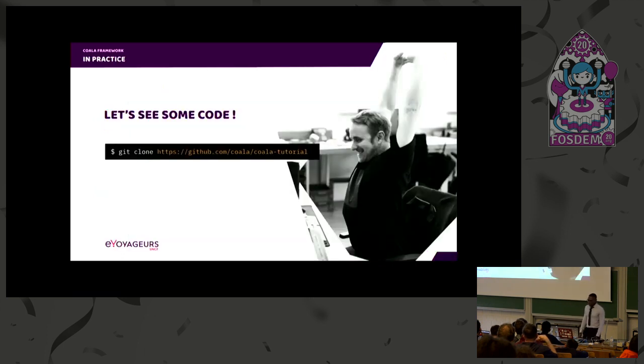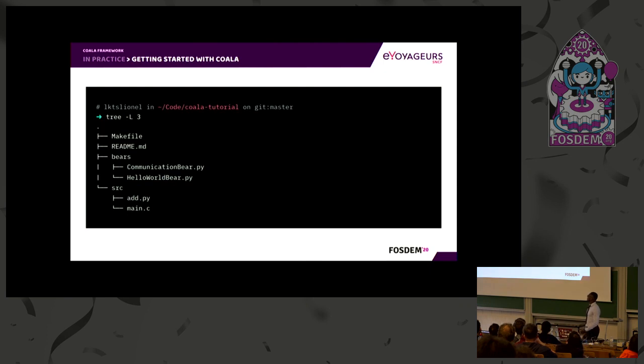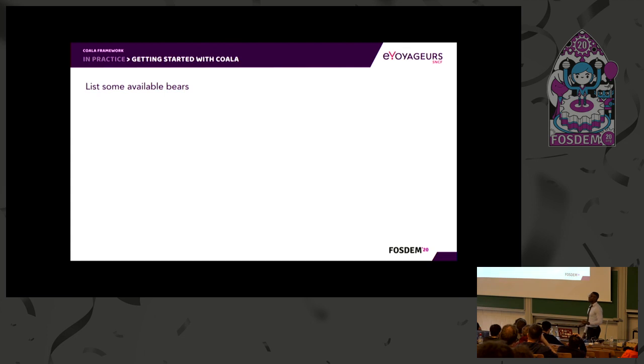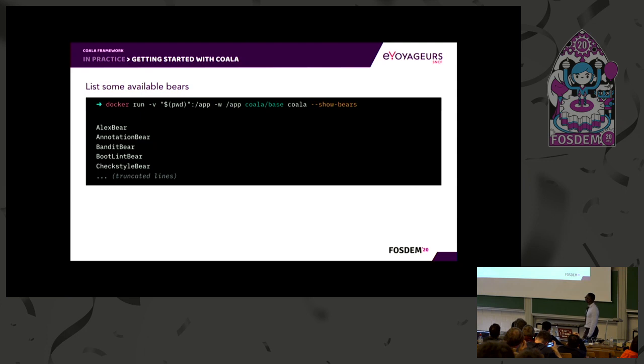Let's see how to use Coala. Let's see some code. First, you clone the project, and as you see, you have a bears directory and the src directory. In this project, we have mainly two languages. We have C and Python. And the way you approach the use of Coala is by saying, okay, I have a project with two languages. Let's list the available bears, the available rules that I could use to analyze my code. So you run this, and you see a bunch of bears available.